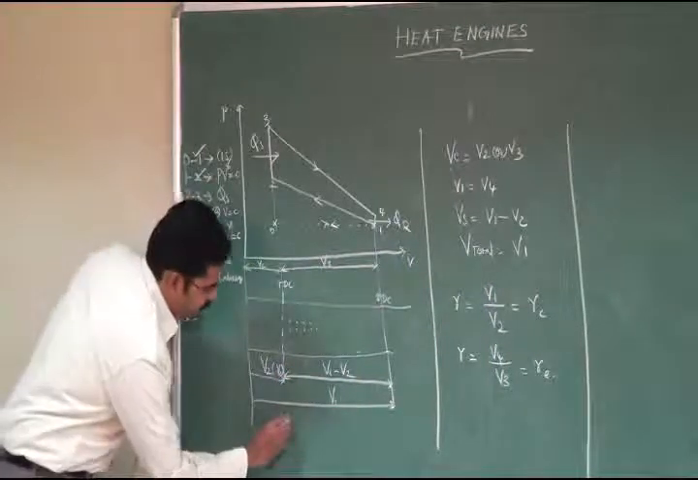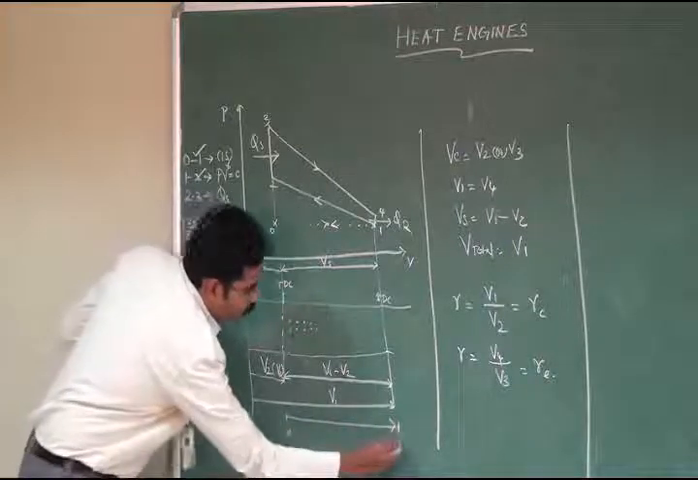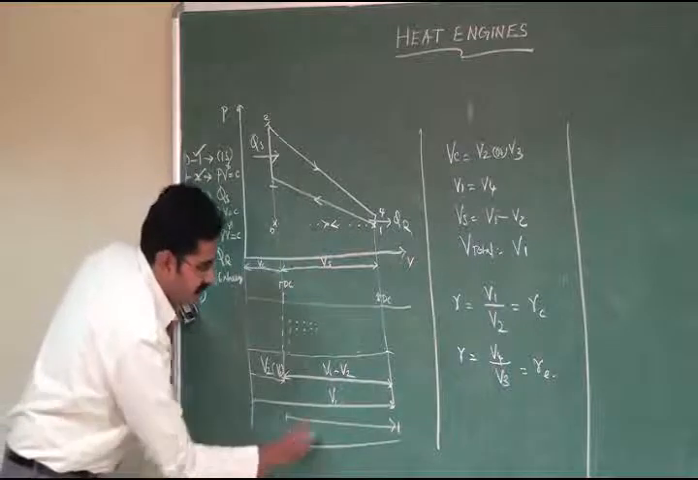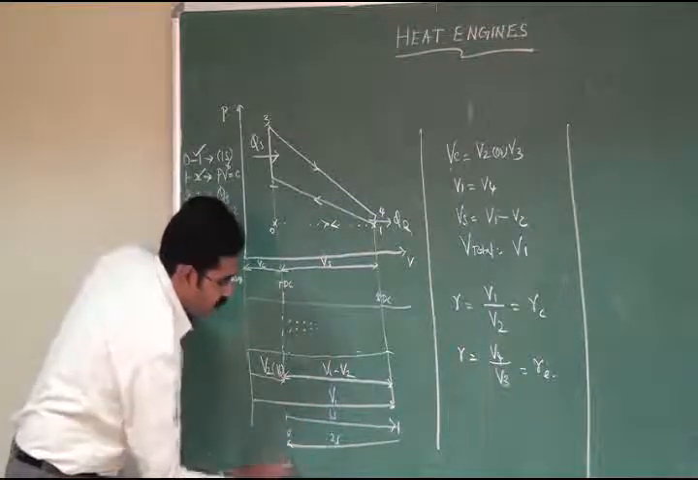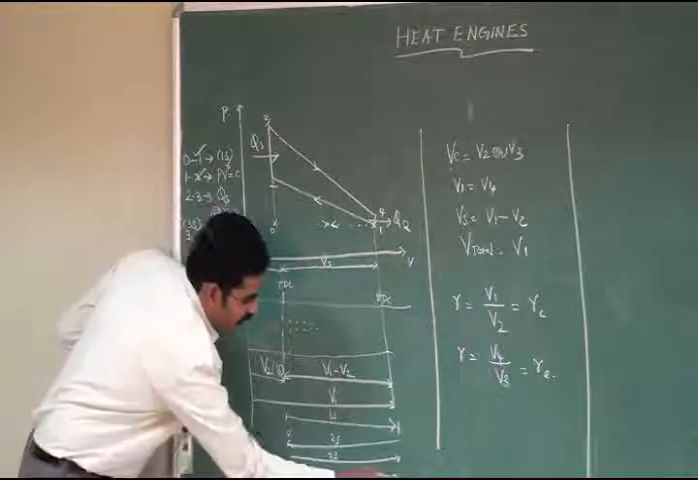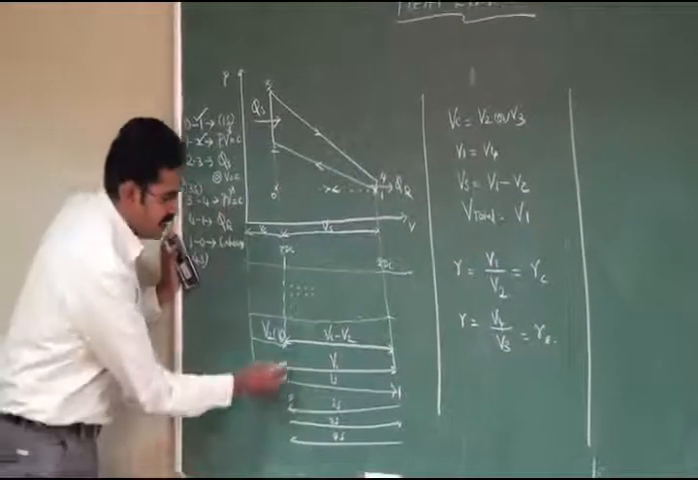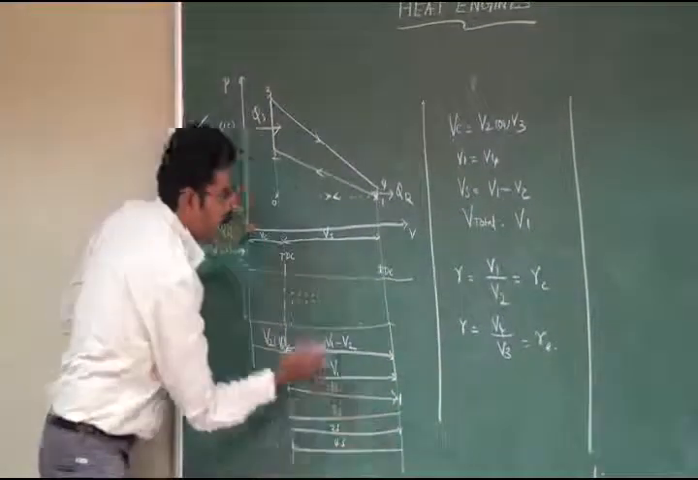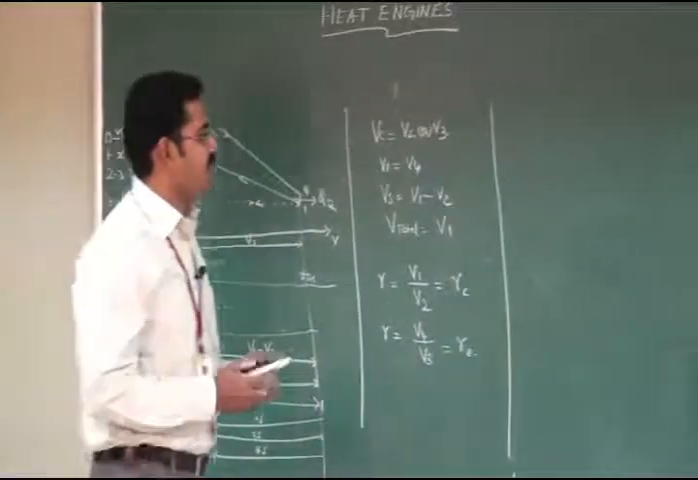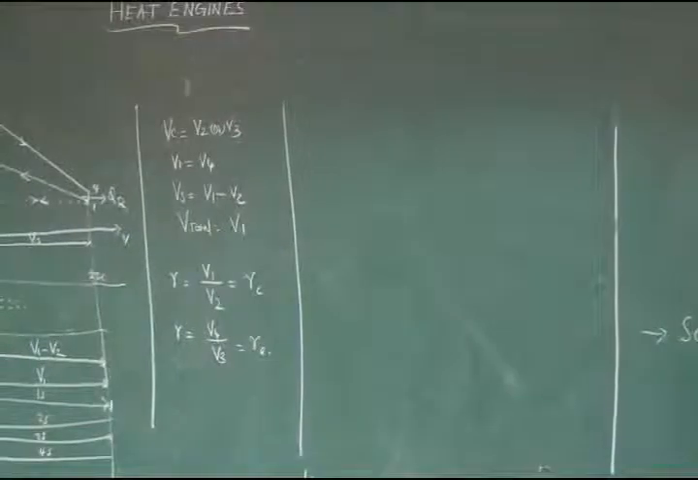0 to 1 suction, 1 to 2 compression, 2 to 3 is heat addition; first stroke, second stroke, then the third stroke is the expansion stroke, and the fourth stroke is the exhaust stroke. Like that I am just matching the PV diagram with the working principle. Now we are going to derive the efficiency of an Otto cycle.